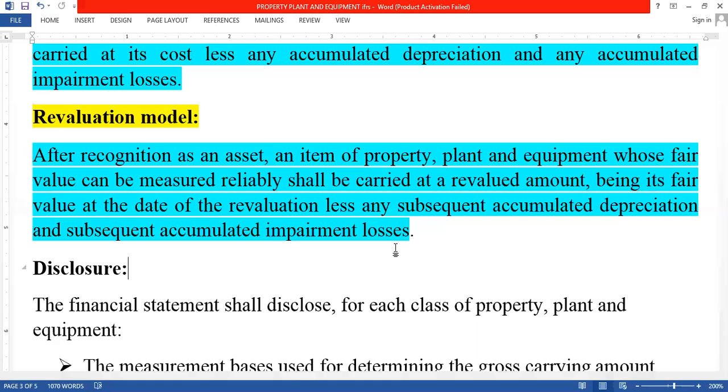Then they are considered as a revalued amount. Those revalued amounts are taken into consideration.